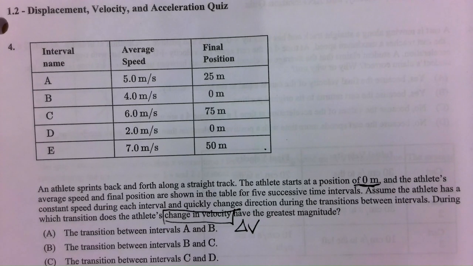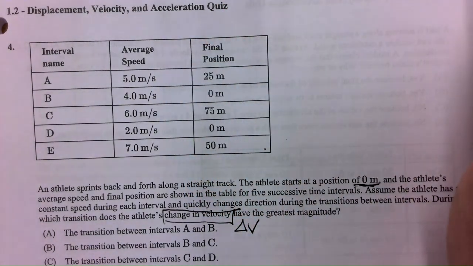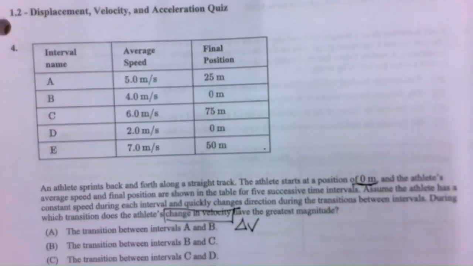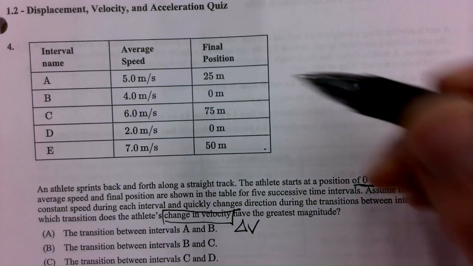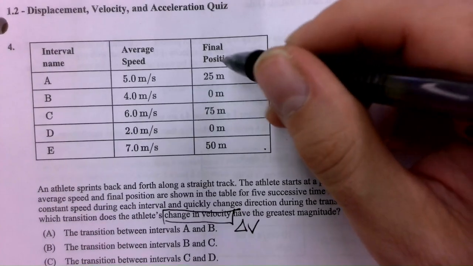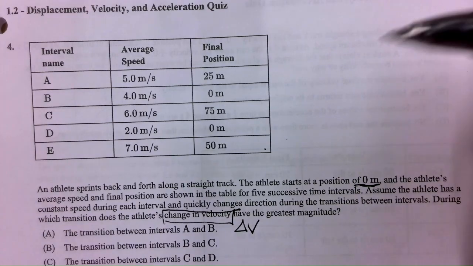So the thing that makes this a little bit more tedious is that we're given average speed. Average speed is a scalar where direction doesn't matter, and so this is just how fast the person is going. It tells us nothing about the direction. We're going to have to figure out what the direction of the motion is, which will give us the velocity, by looking at what the final position is between each interval.